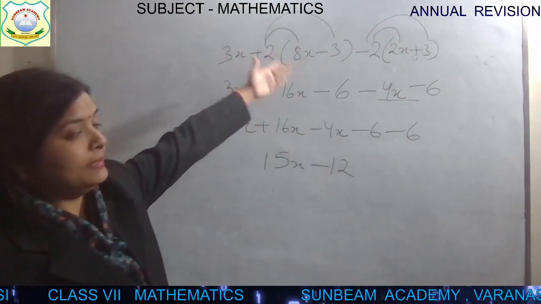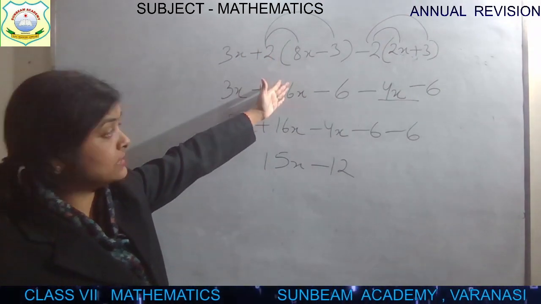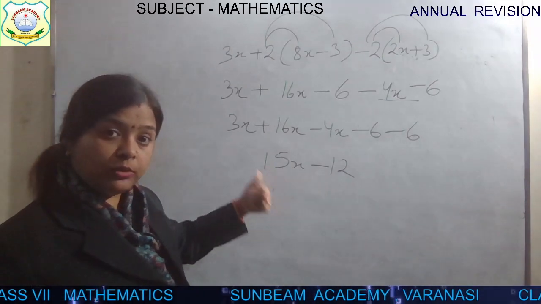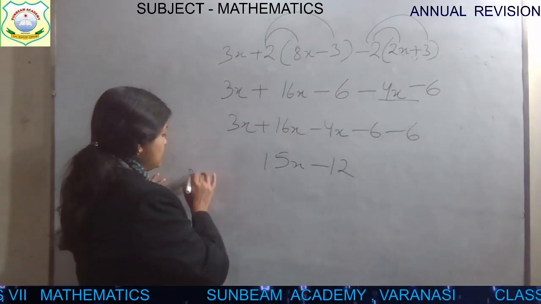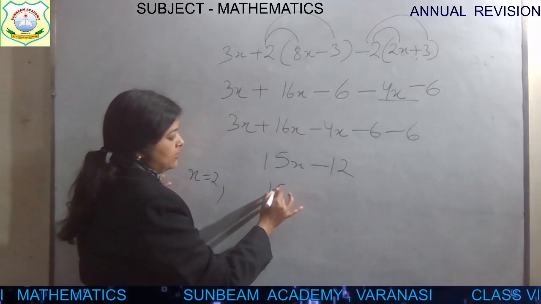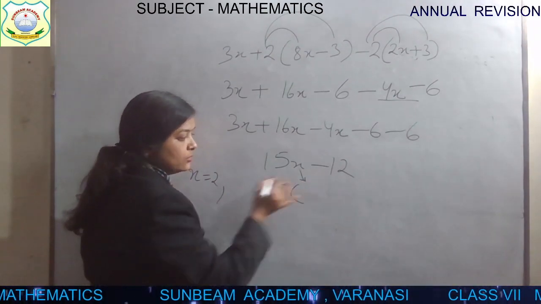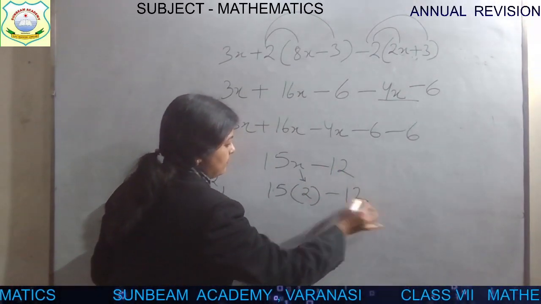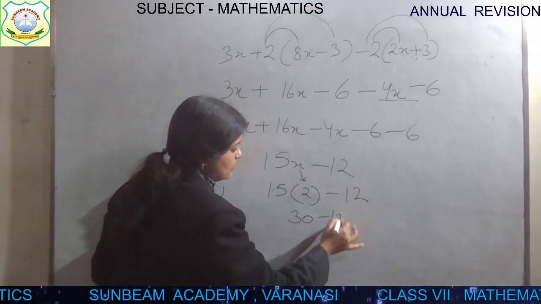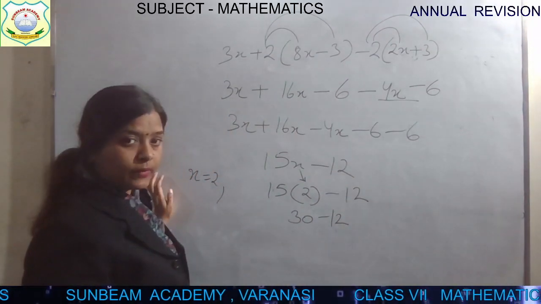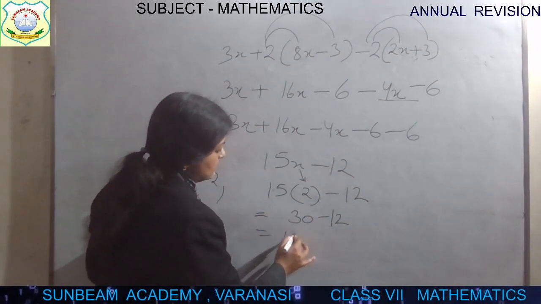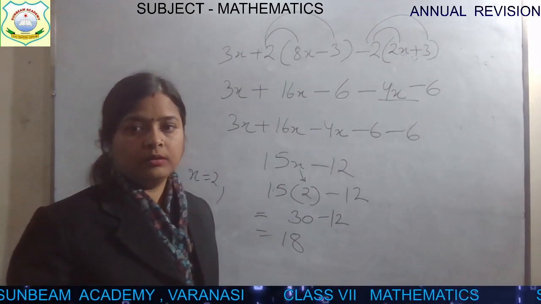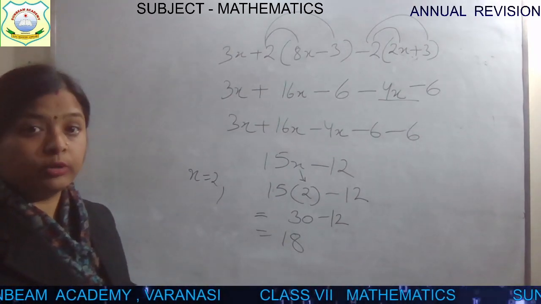Okay, so you have to multiply, you have to simplify. Here we are simplifying, children, actually. So simplify and then substitute the value of x as 2. Now when x is equal to 2, in place of x we will write 2. So we will write 2, then minus 12. 15 2s are 30 minus 12. Now when you subtract it, your answer will be 18. This will be the answer. Answer is 18.